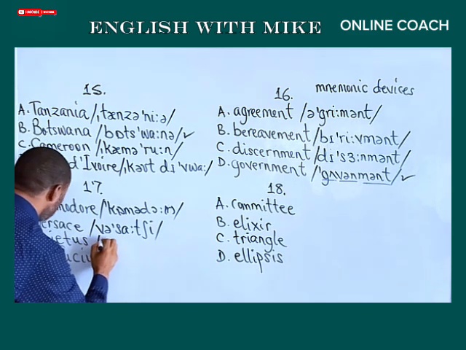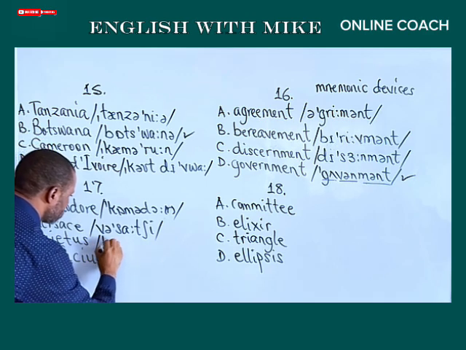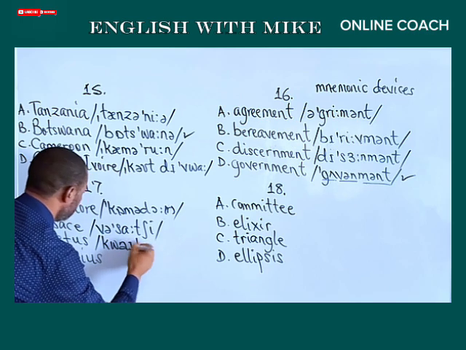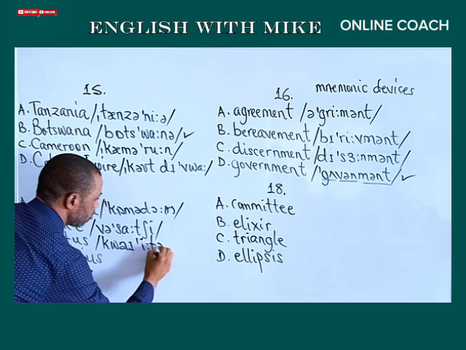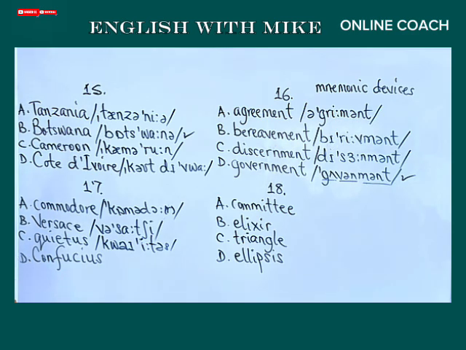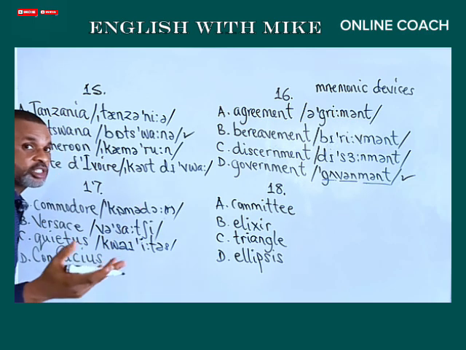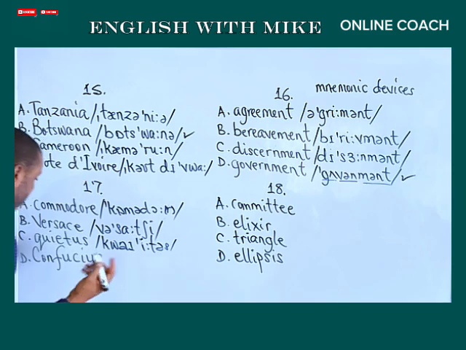This word in literature means death or absolute quietness. It is quietus. Quietus means death or absolute silence. Where is it stressed? It is stressed on the second syllable. And this is the Chinese Confucius. At the University of Lagos, we have the Confucius Institute, where the Chinese language is taught.